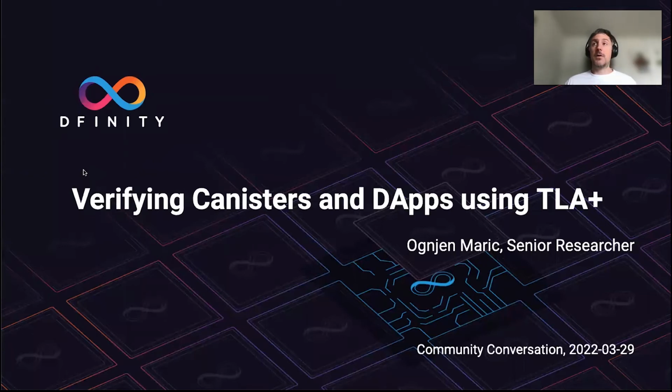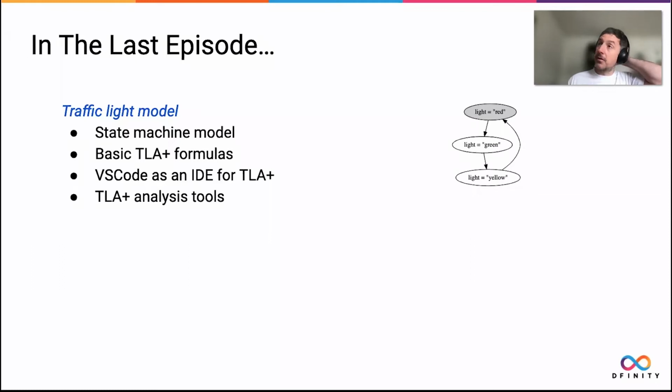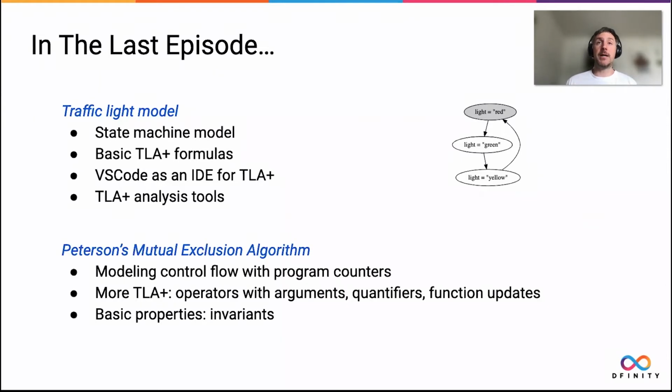Just as a refresher from what we saw last time, we looked at this traffic light model, which we used to illustrate a few basics of TLA, such as that it uses a state machine model. We saw some basic TLA formulas, how to use VS Code as an IDE for TLA, and some TLA analysis tools. We also looked at another example: Peterson's mutual exclusion algorithm.